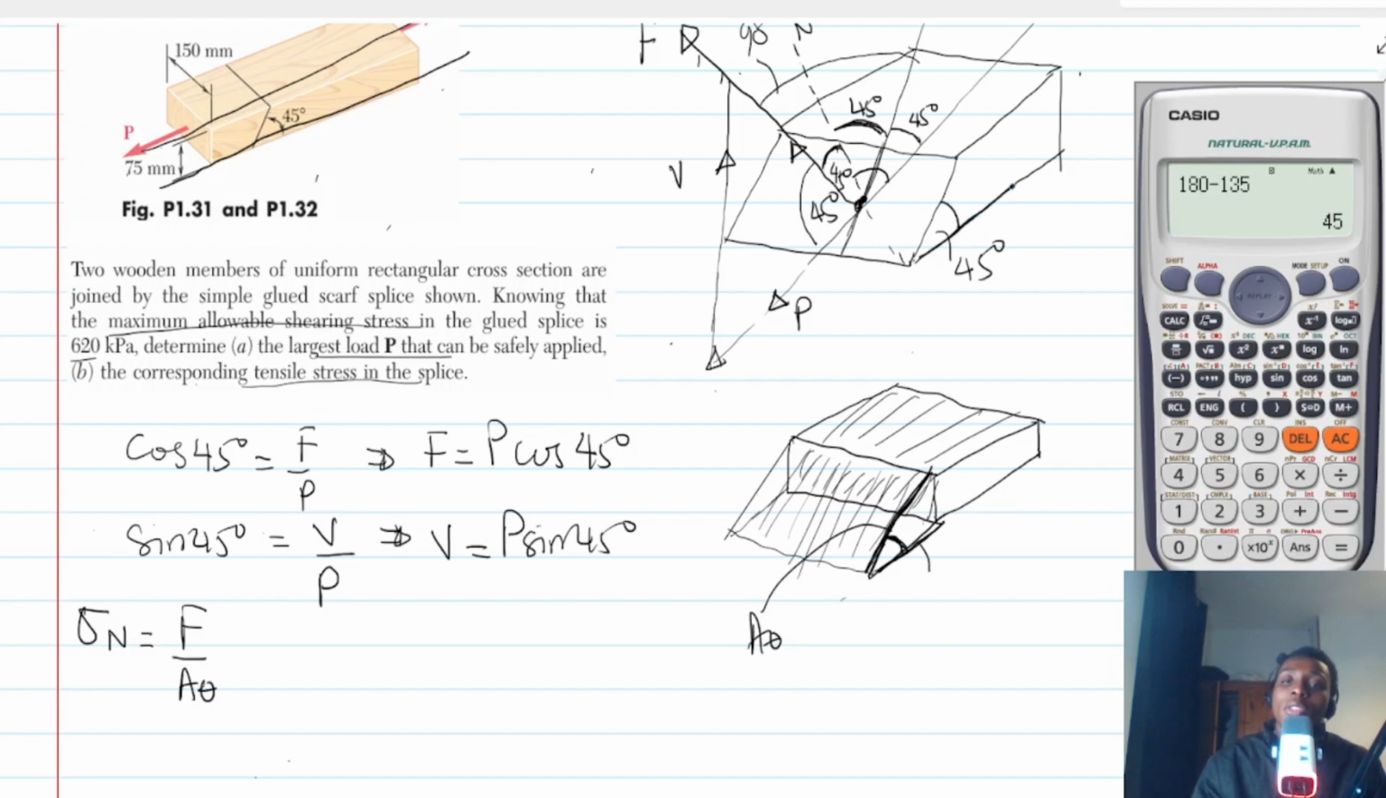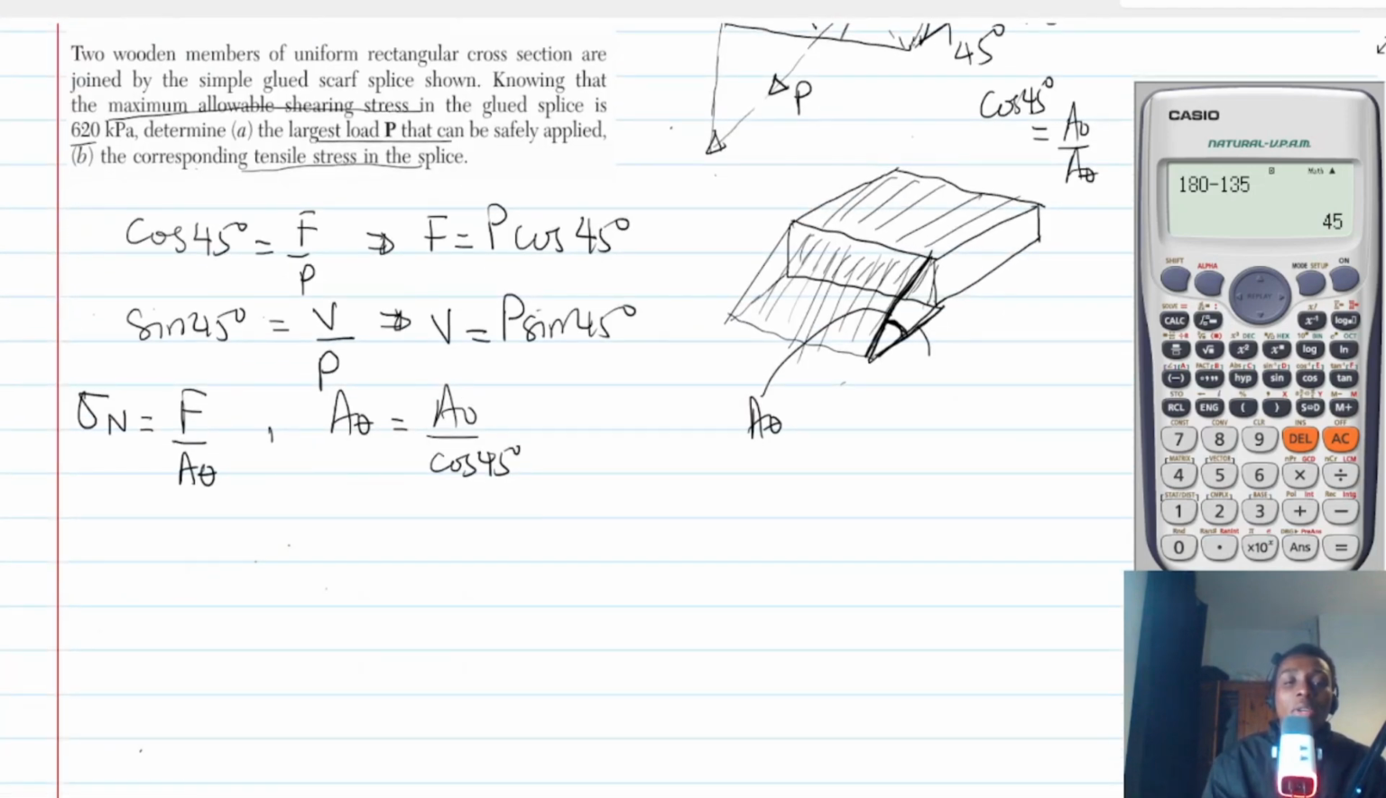And then this side. Think about it using this one. A original. And this side is A theta, the inclined side. So clearly cos 45 will be A naught over A theta. In other words, A theta will be A naught over cos 45.